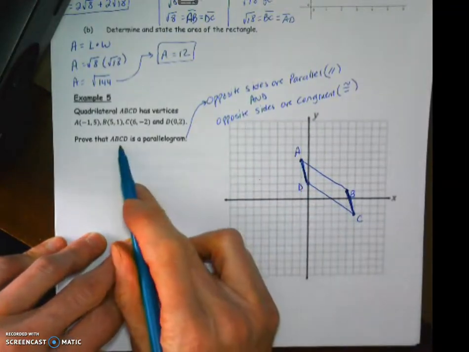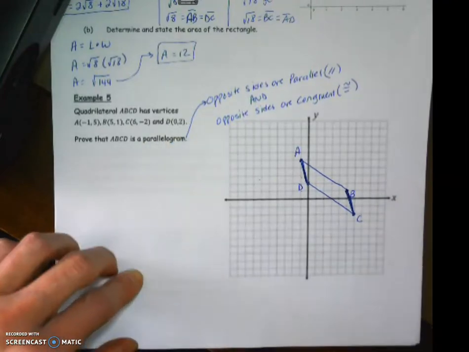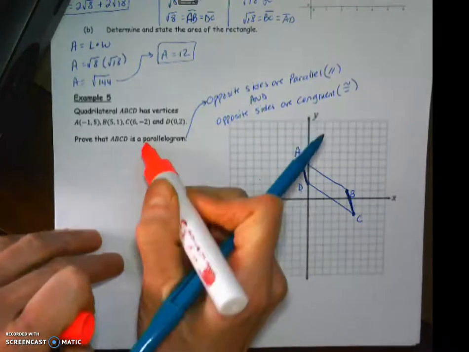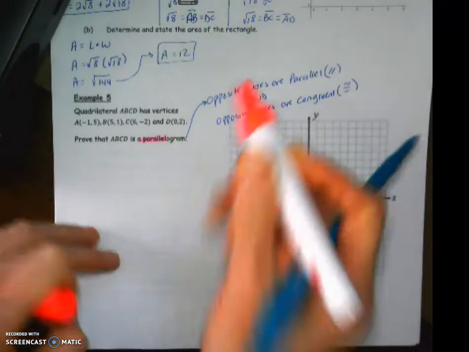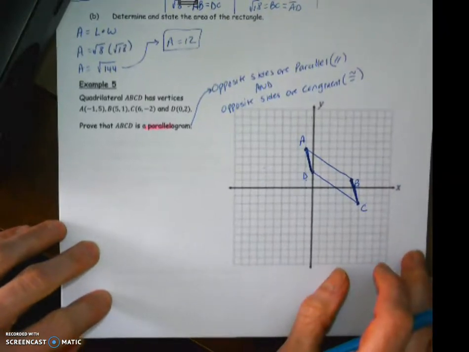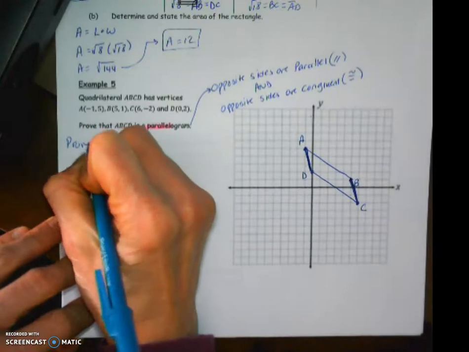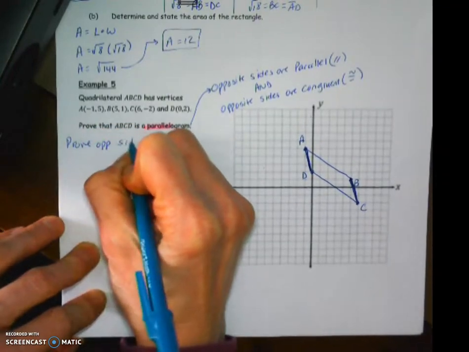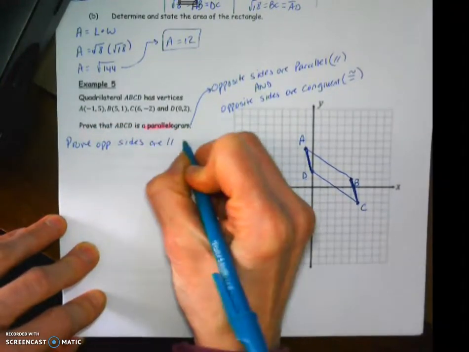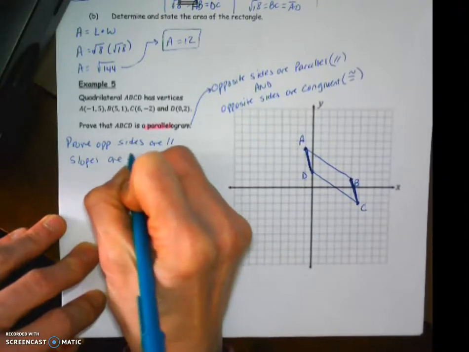So it says prove that ABCD is a parallelogram. So what do we know about a parallelogram? Well, hence the name parallelogram. It means that opposite sides are parallel. But we also know opposite sides are congruent. There's a bunch of different ways you can do this. If you want to prove the opposite sides are parallel, you're going to prove that the slopes are congruent.